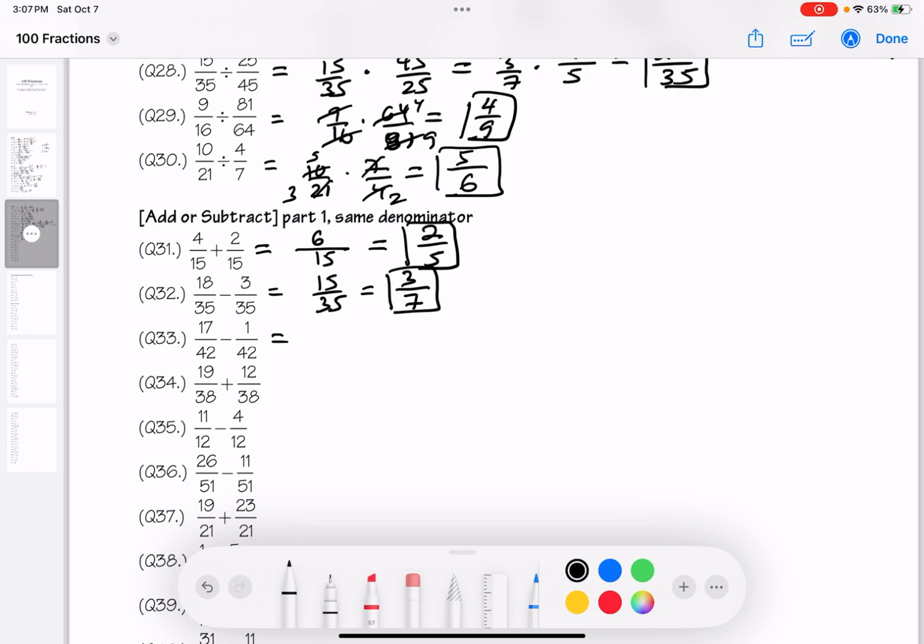Let's do this one over here, 16 over 42. And again, if you divide by 2, what do you get? You get 8 over 21. When I say divide by 2, the top has a factor of 2, the bottom has a factor of 2. We're basically canceling a factor of 2.